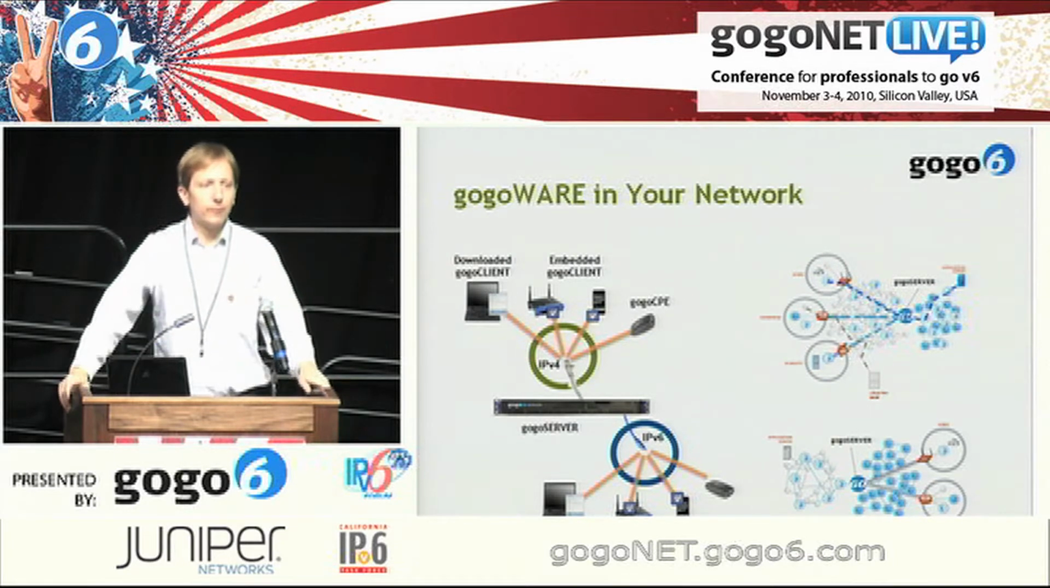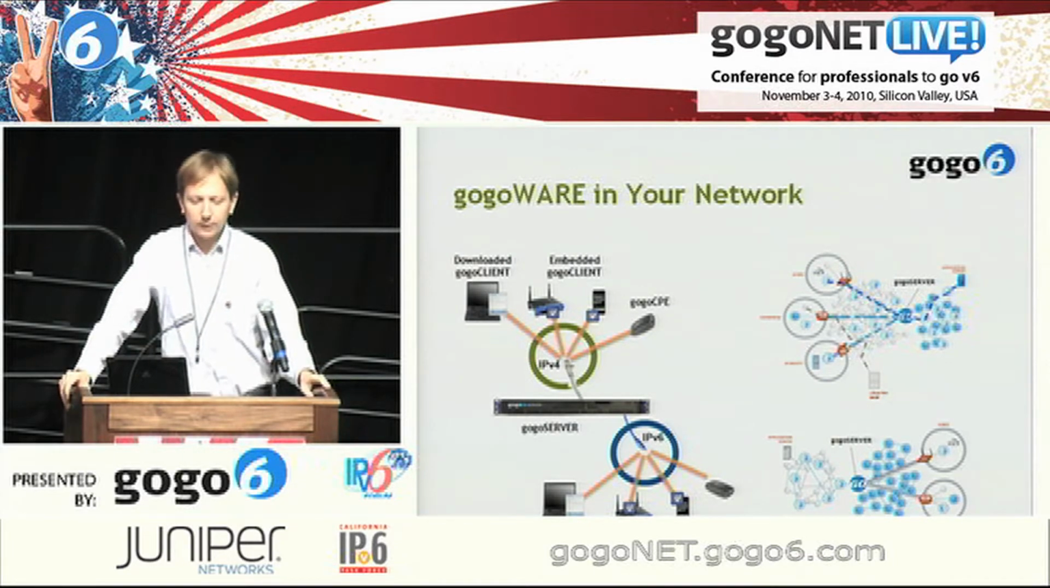So the gogo6 products, or the Gogo server especially, sits in between the IPv4 world and the IPv6 world in your network, and binds the two parts together. And the client side of it is what goes into your home, into your network as your enterprise network, and actually enables IPv6, or allows you to continue to run IPv4 if you're beyond the depletion.